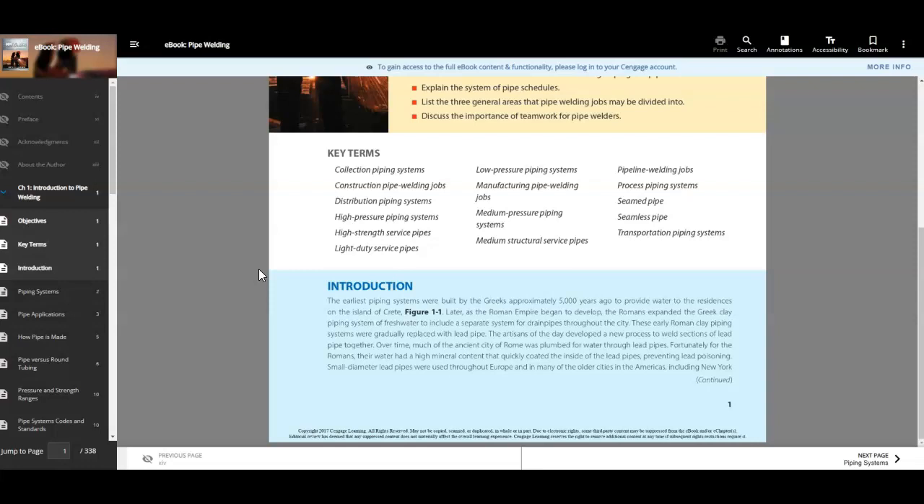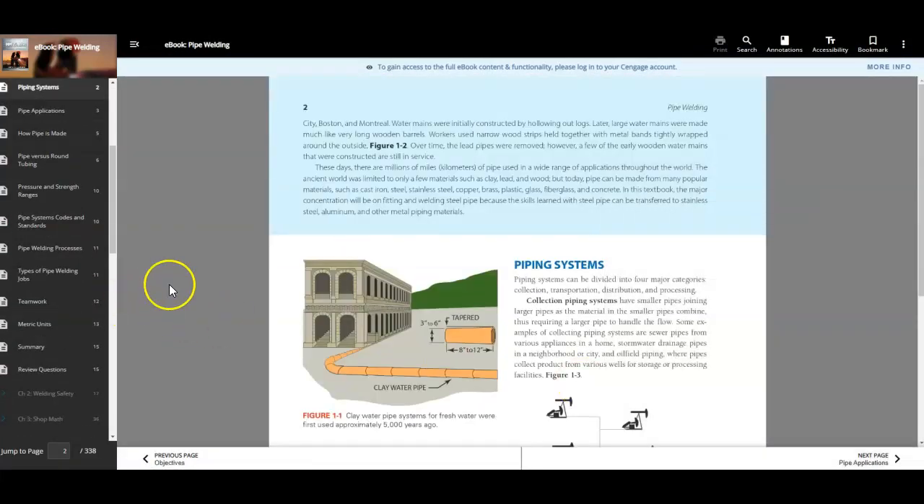The artisans of the day developed a new process to weld sections of the lead pipe together. Over time, much of the ancient city of Rome was plumbed for water through these lead pipes. Fortunately for the Romans, their water had a high mineral content that quickly coated the inside of the lead pipes, preventing lead poisoning. Small diameter lead pipes were used throughout Europe and in many of the older cities in the Americas, including New York City, Boston, and Montreal.